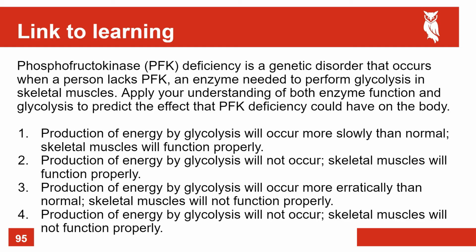Who thinks it's 4? Alright, who thinks it's 1? Okay. 3. Who thinks it's 2? Who thinks it's 3? Who thinks it's 4? So you're right in that it's one of these two. Who's right? Mr. Paul, when he said it's one of the bottom two. The skeletal muscles will not function properly. This is going to depend on the enzyme needed to perform glycolysis. Yeah, it'll be this one. Because if the enzyme is needed to perform glycolysis, can you perform glycolysis without something you need? No. So it's going to be this one.